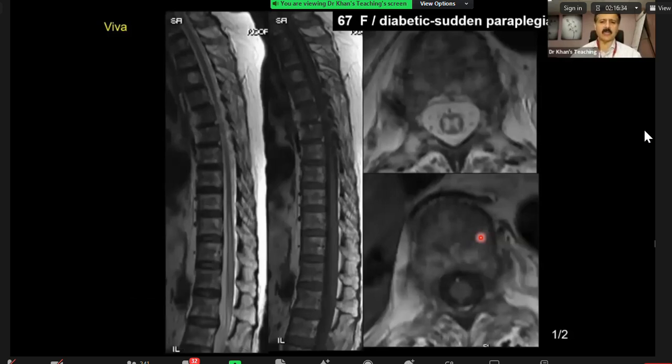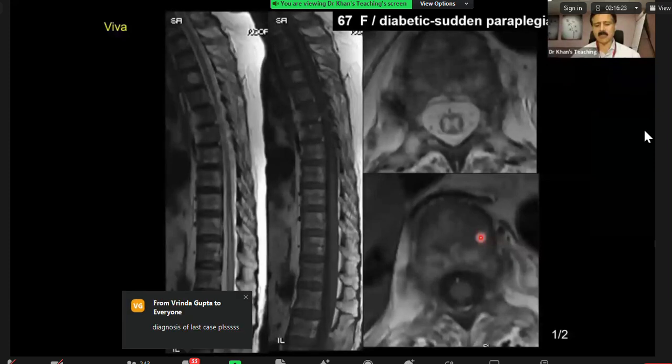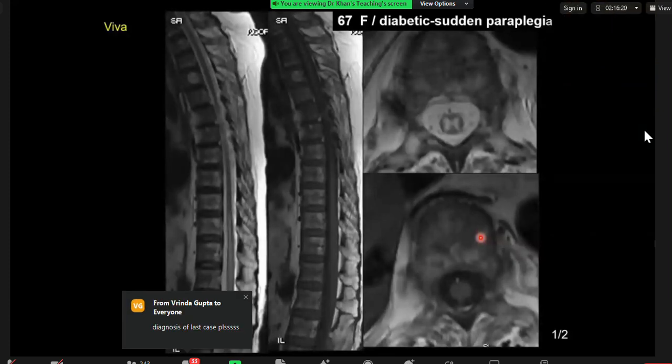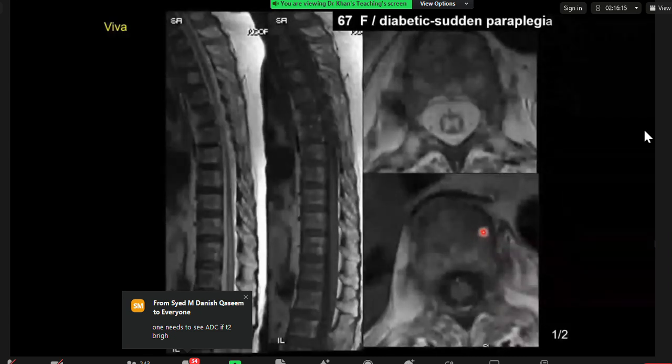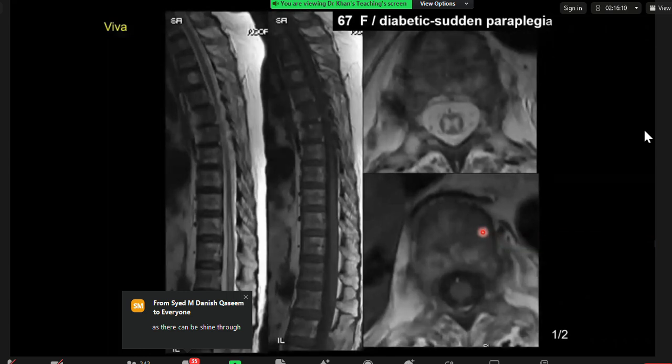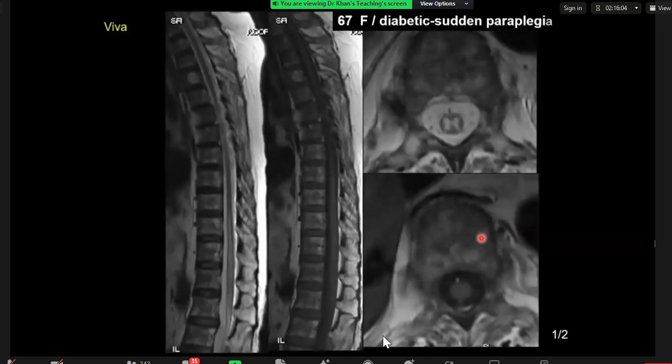So this patient is diabetic. Too much history the examiner has given you, and sudden paraplegia. I think I should not have given you this much. But what is your diagnosis? They've got avid high signal throughout the cord, and the marrow looks diffusely abnormal as well. On T1, it's fine.